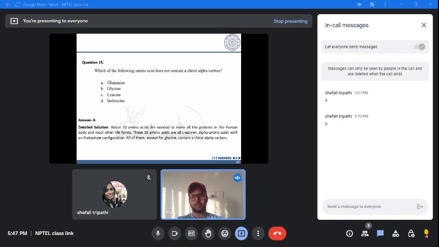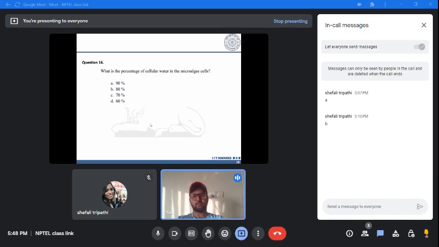About 20 amino acids are needed to make all the proteins in the human body, and most other life forms. These 20 amino acids are L isomer, L alpha amino acids with the R absolute configuration. All of them except glycine contain a chiral alpha carbon. So the answer is glycine. That is B.